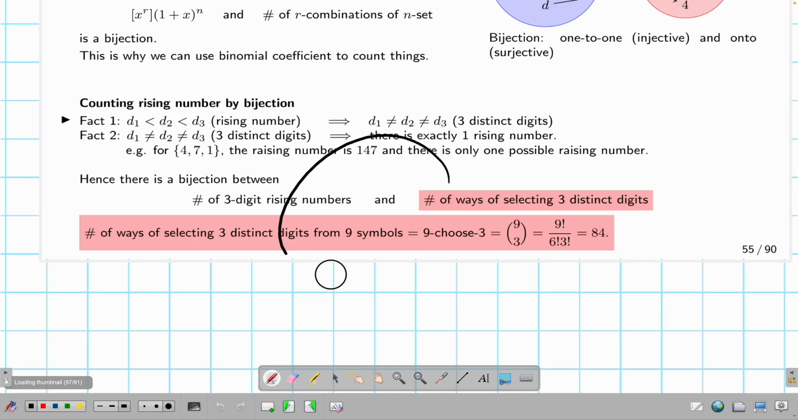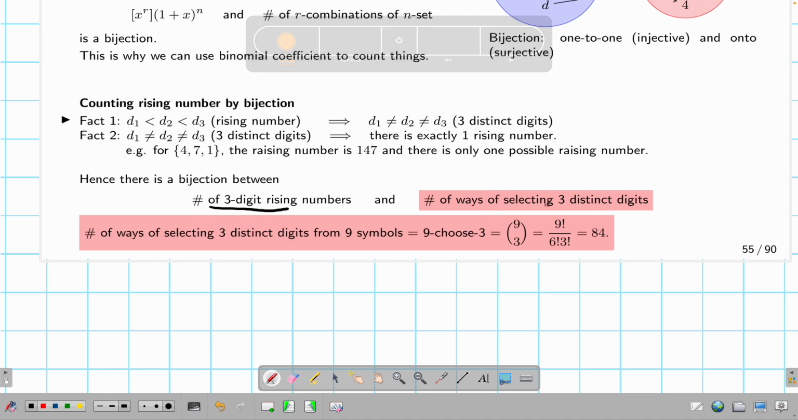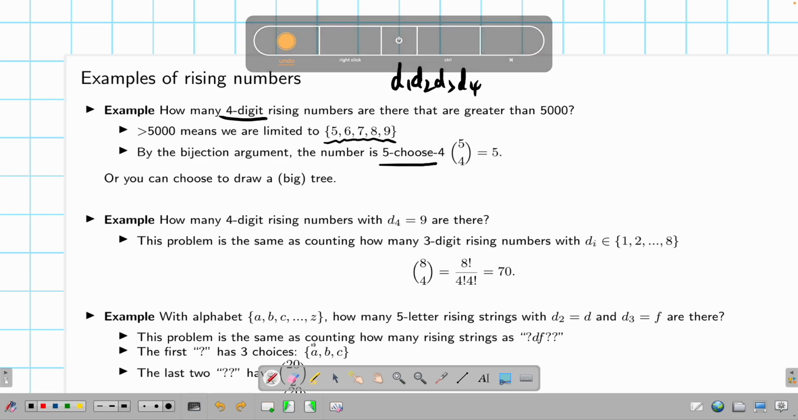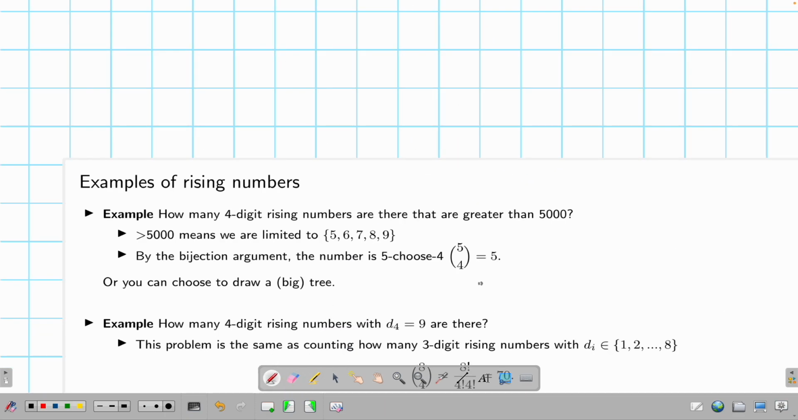From the analysis here, the number of 3-digit rising numbers is the same as 9 symbols choose 3. So now the number of 4-digit rising numbers will be the same as 5 symbols choose 4, which is 5. Can we solve it by brute force? We can, so let's list all the 4-digit rising numbers in lexicographical order. That means we choose the letters following the order. So we start with 5, 6, 7, 8.